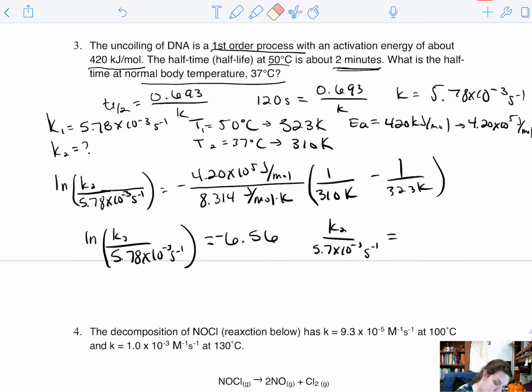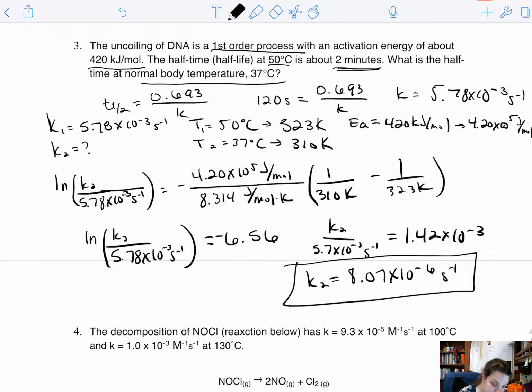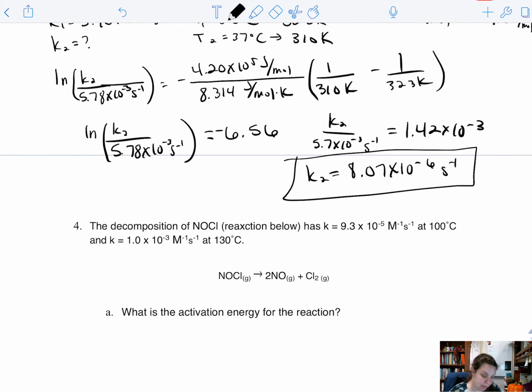Okay, I get that equal to 1.42 times 10 to the negative 3, and then multiply both sides by 5.78 times 10 to the negative 3, and I get a value of K2 of 8.07 times 10 to the negative 6 seconds to the minus 1. Which makes sense. We would expect that value to go down as the temperature goes down.